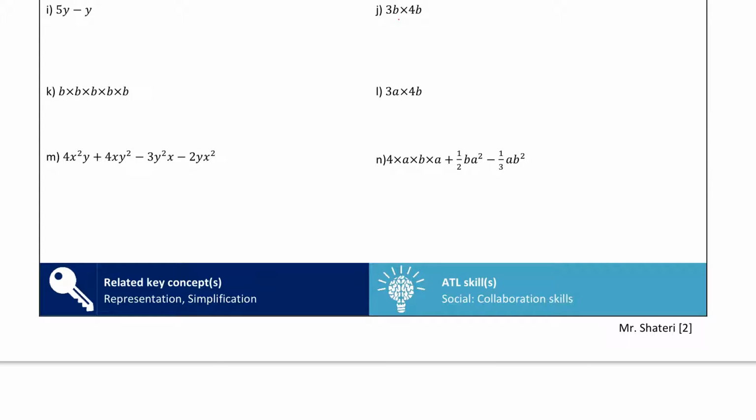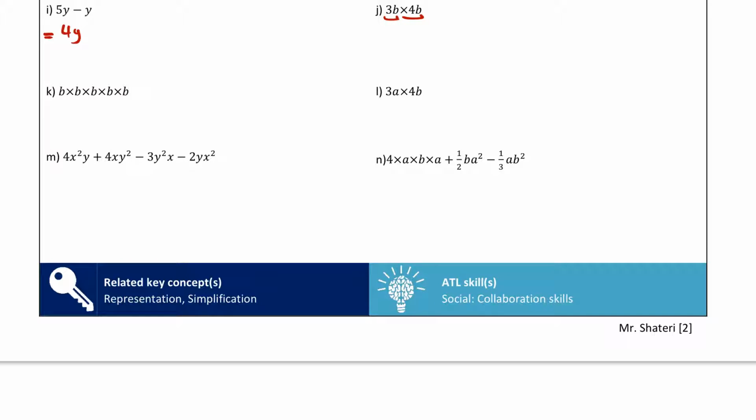Okay, so now I have a question here which asks for 5y minus y. They're already like terms, so I can simply do 5 apples minus 1 apple gives me a total of 4 apples. This one over here, I have 3b times 4b.